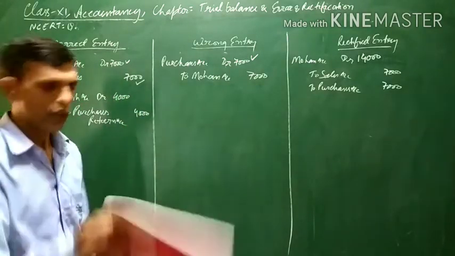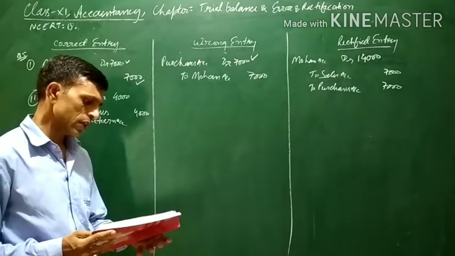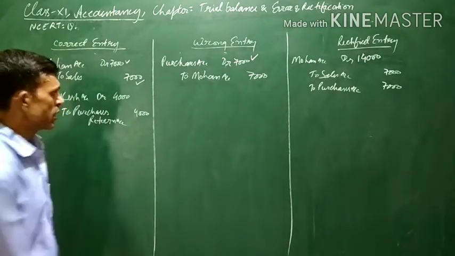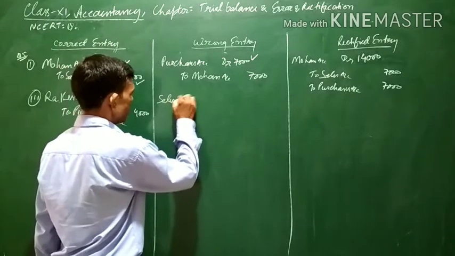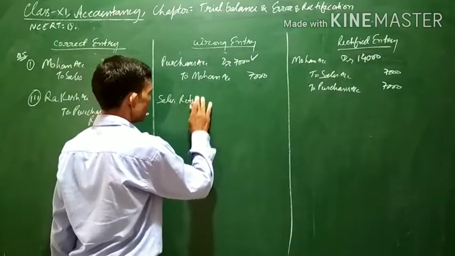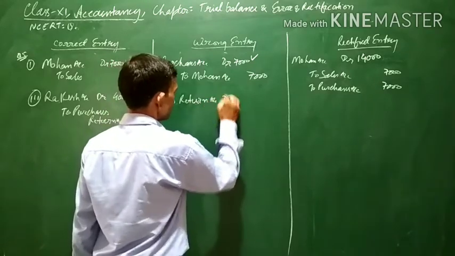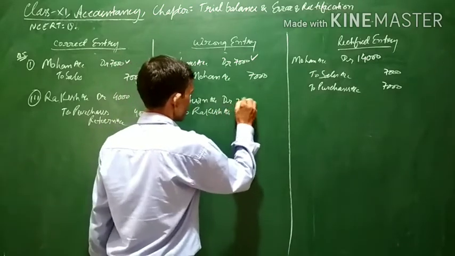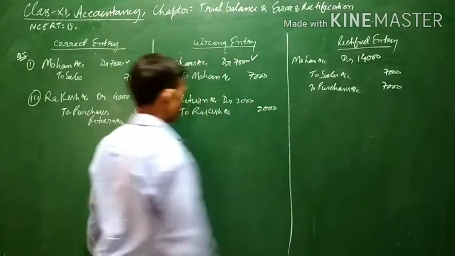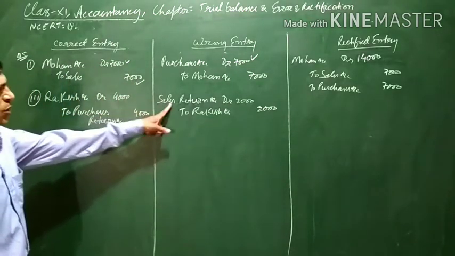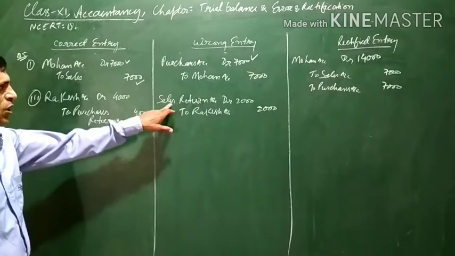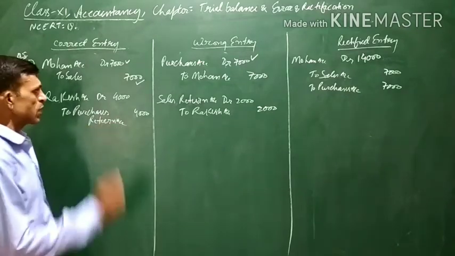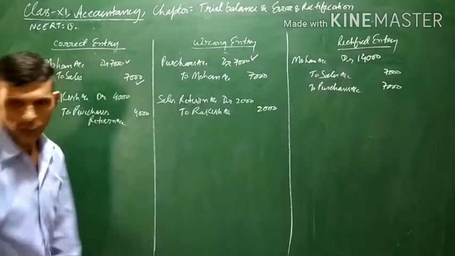It has been wrongly recorded. Goods returned to Rakesh were wrongly recorded in the sales return book. Instead of purchase returns, it has been recorded as sales return, and sales return is debited. The wrong entry is sales return account debit to Rakesh account, 4,000. Again here also, instead of purchase return, it has been recorded as sales return. It's because it has been recorded in the sales return book. And sales is credited but sales return is debited.